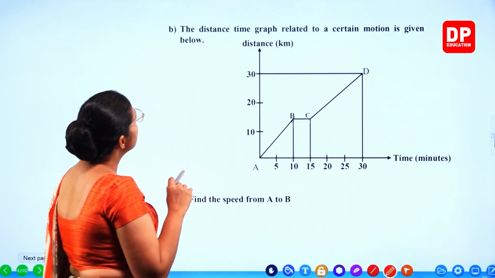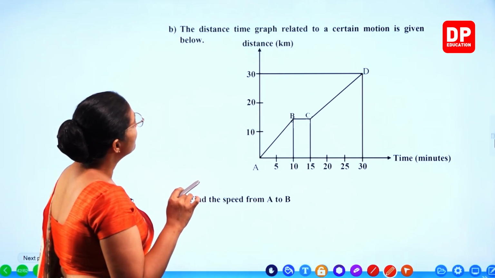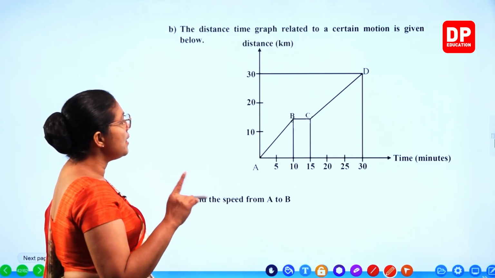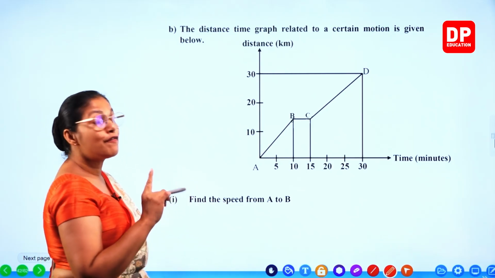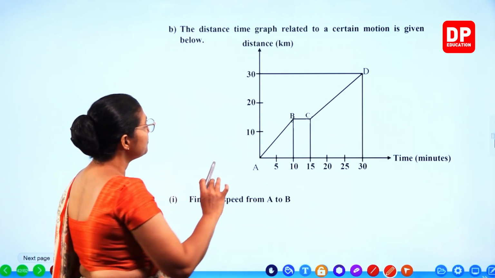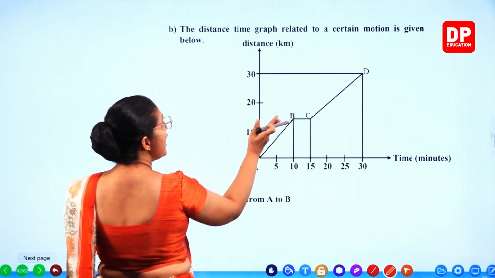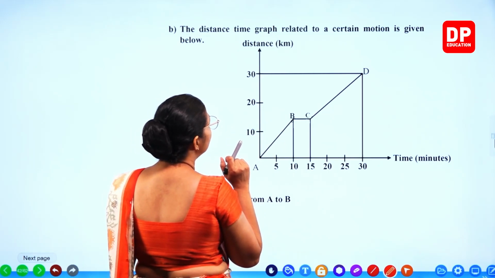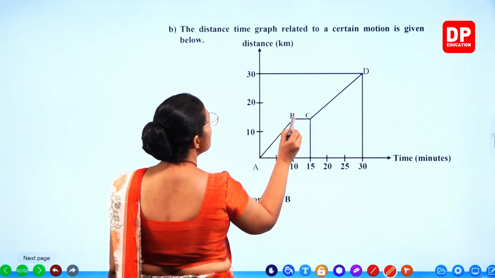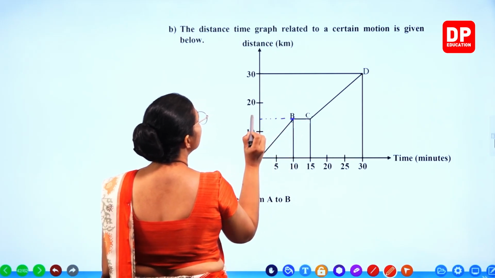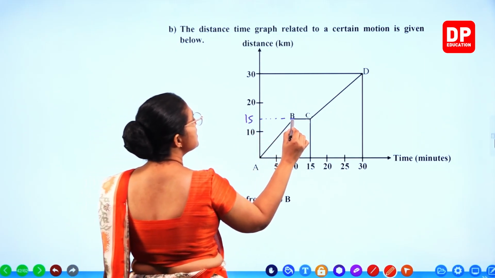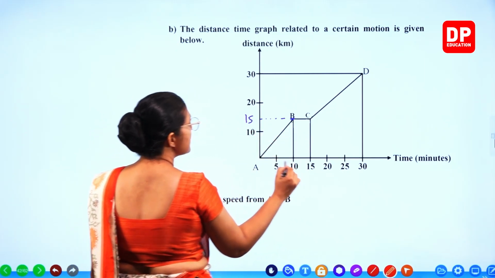Part B. It's about a distance time graph. Distance in kilometers and time in minutes. Find the speed from A to B. This one. So the gradient is the speed of a distance time graph. When you take this distance, what is that? In between 10 and 20, that means 15. So this height is 15 and this distance is 10.